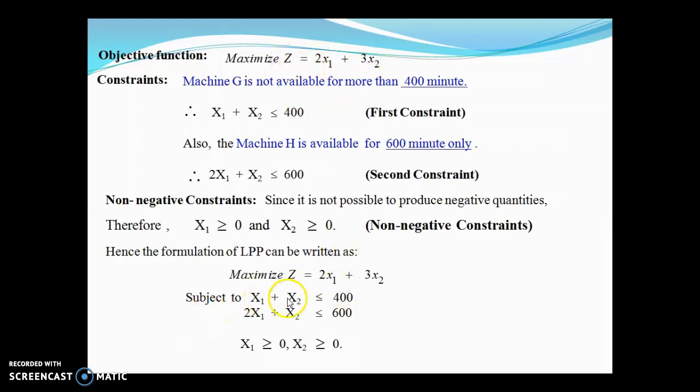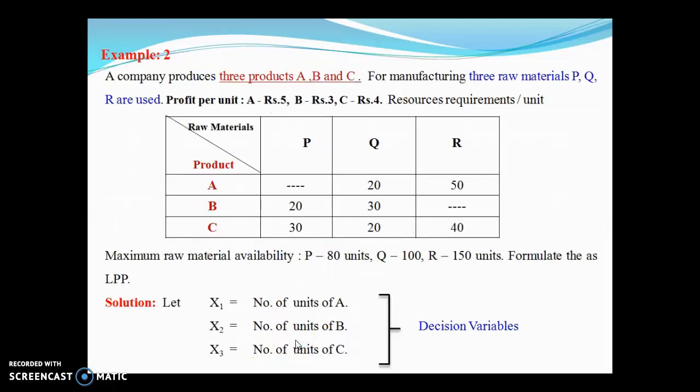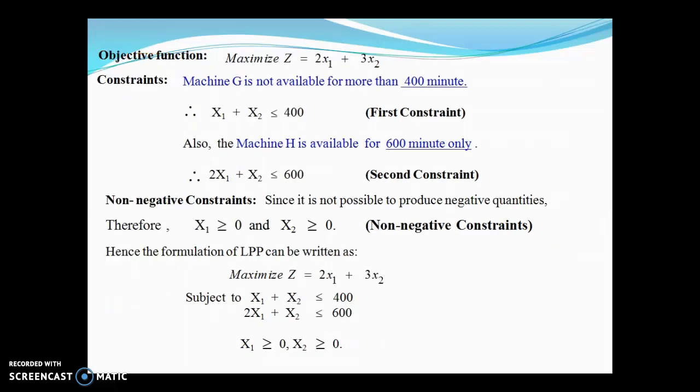Then subject to constraints: x1 plus x2 less than or equal to 400. These are the inequalities. Again, the second constraint is 2x1 plus x2 less than or equal to 600. Then the non-negative constraint. This is the simple example of our LPP.